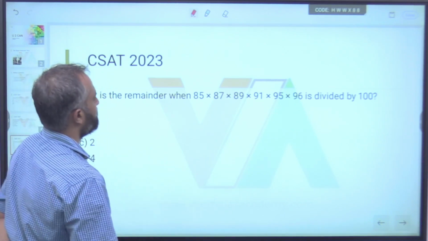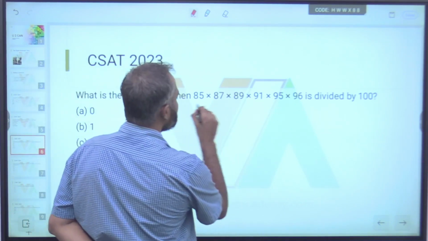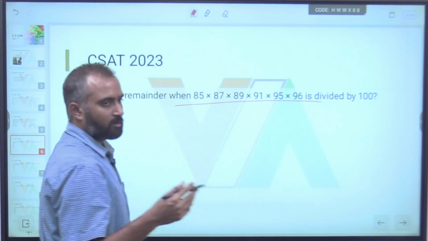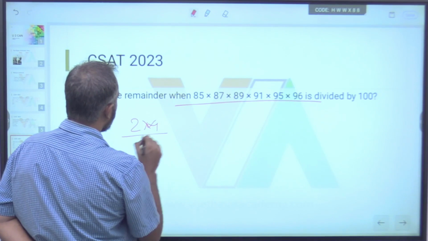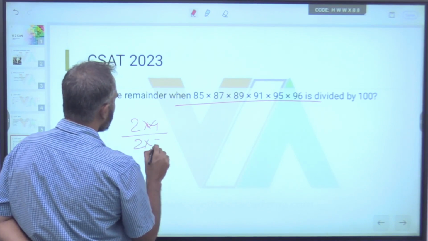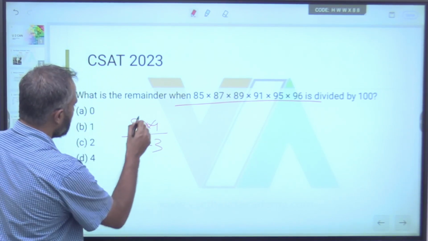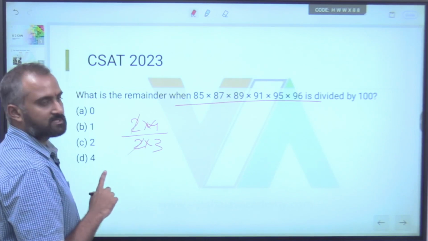Now, see here, the question is this long. How do we normally multiply? Suppose 2 into 4 and 2 into 3 are there. How do we divide? Normally we cancel the common parts here. Do the same way.